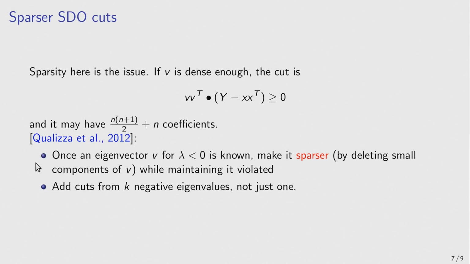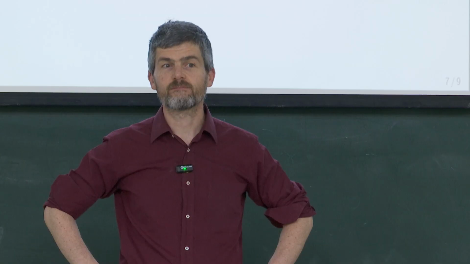So this problem has been tackled in the past. One method proposed by this paper finds an eigenvector, because you still need an eigenvector corresponding to a negative eigenvalue. But you can try to sparsify it while maintaining the fact that your cut is violated, so you need to make sure that this cut is violated even if you changed the components of V a little bit. If that is the case, you manage to make the cut a bit sparser, and the linear optimizer in the branch and bound is going to be grateful. So, questions?